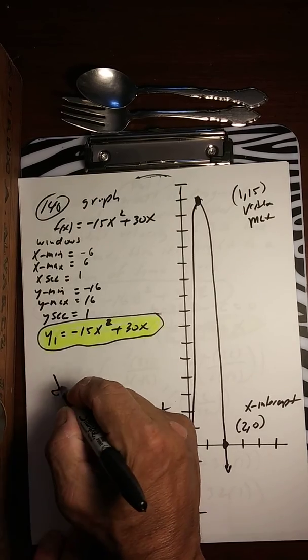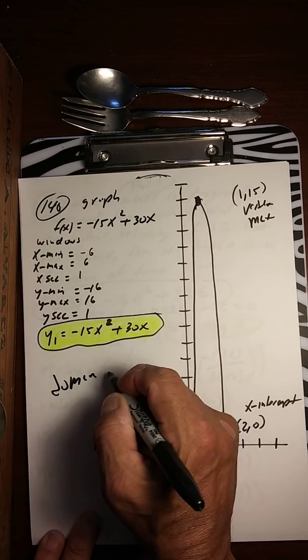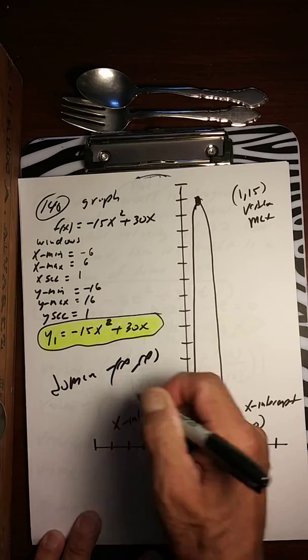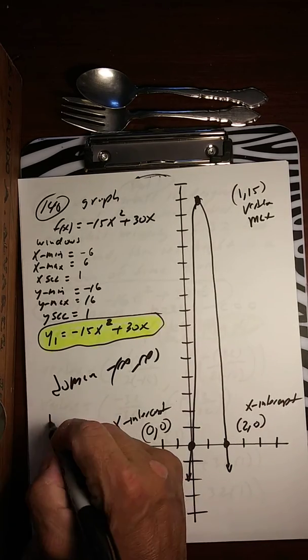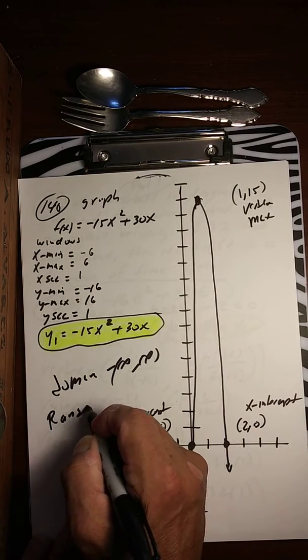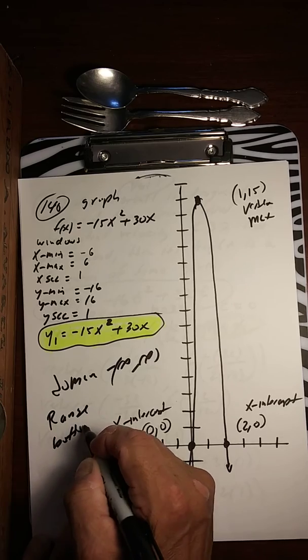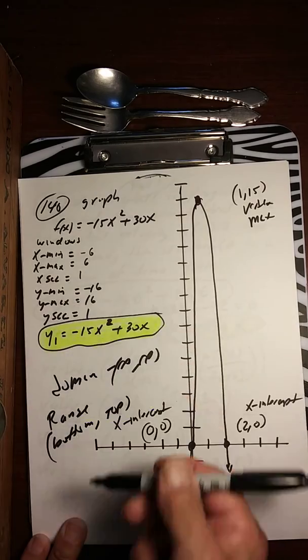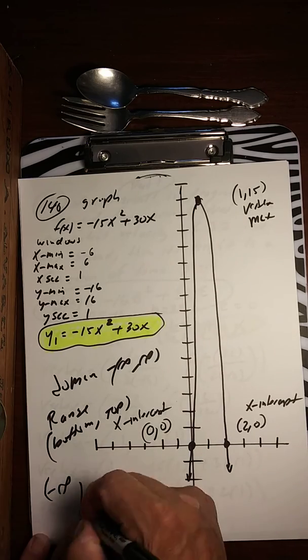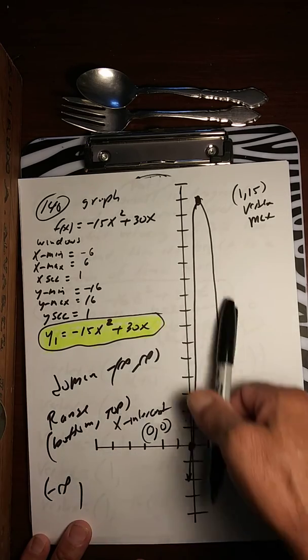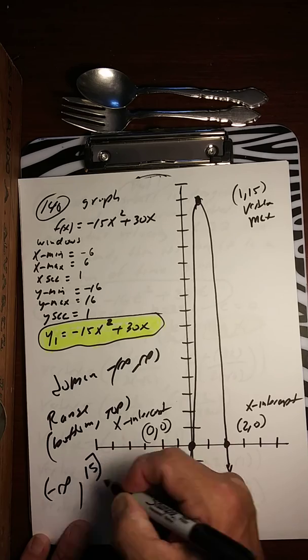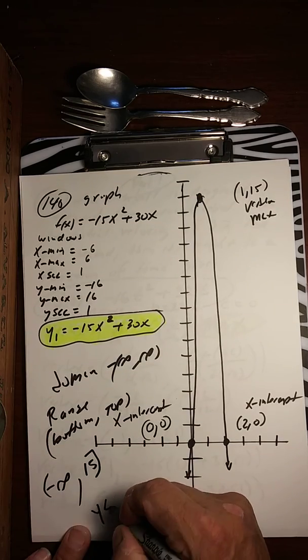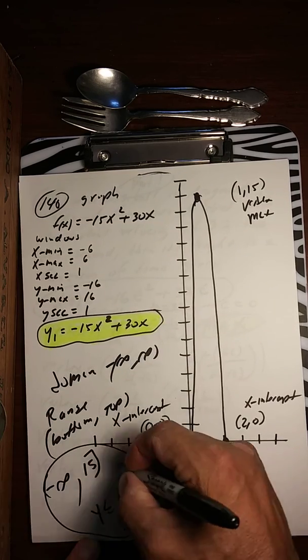Again, what is the domain of this thing? Let's write that down. So the domain is minus infinity to infinity, goes this way, and the range is the bottom and the top of this graph. So the bottom goes to -infinity, and the top goes all the way to 15. Or y is less than or equal to 15, another way to write the range.